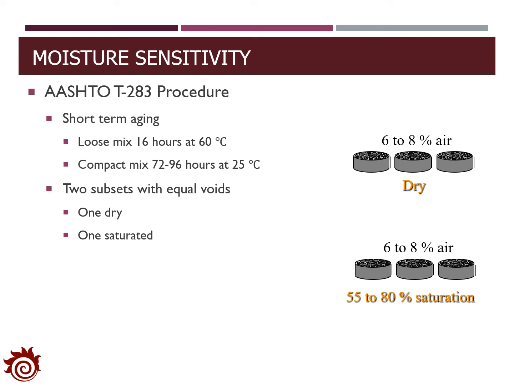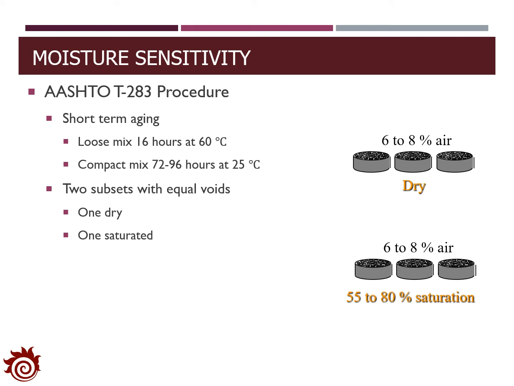Basically, for loose mix, it will be placed in the oven at a temperature of 60 degrees for 16 hours. For compact mix, it will be stored at a temperature of 25 degrees for 72 to 96 hours. Also, in the experiment, we will prepare 2 sets of the specimen with equal air voids, and the air voids is set around 6 to 8%.